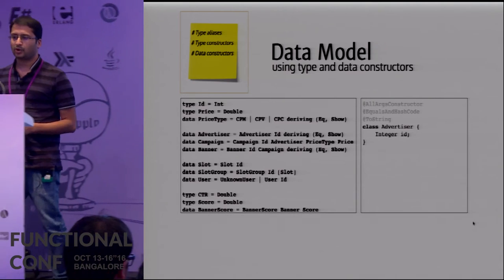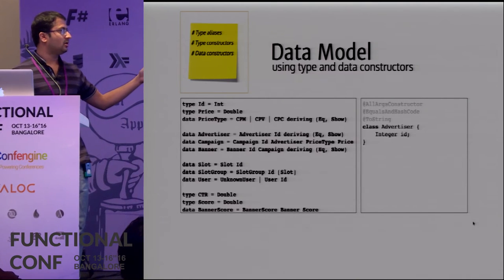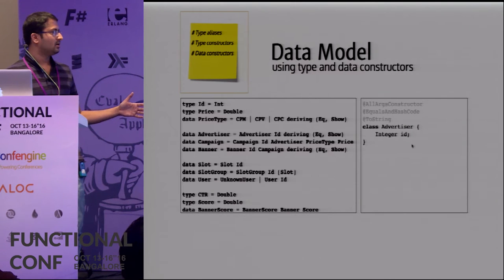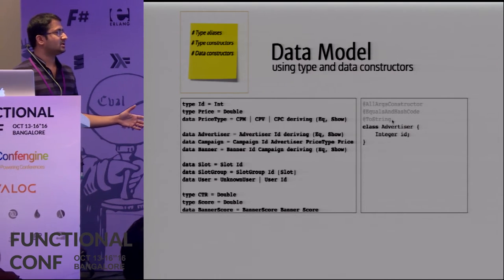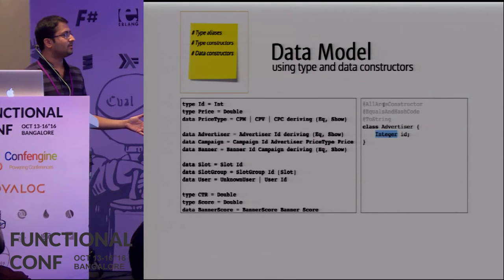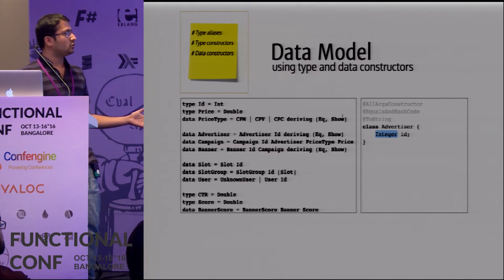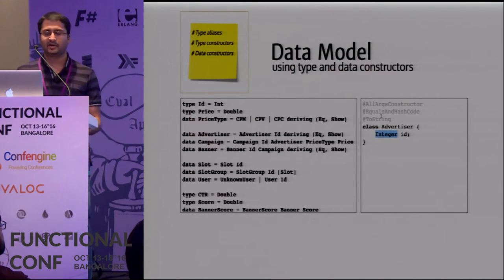And this is the corresponding Java code for the same data model. With libraries like Lombok in Java, even Java code comes pretty close to this in terms of conciseness. You just have to define the properties, and just like in Haskell, if you implement Eq and Show, you just have to do that declaratively here as well.